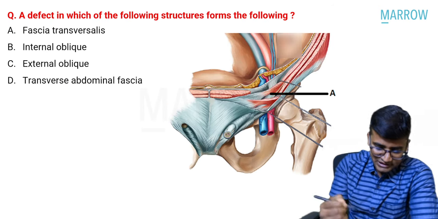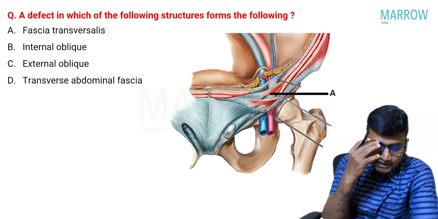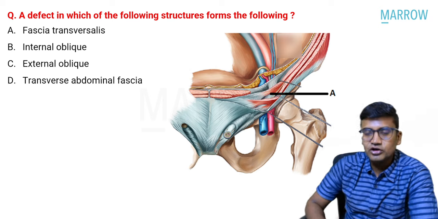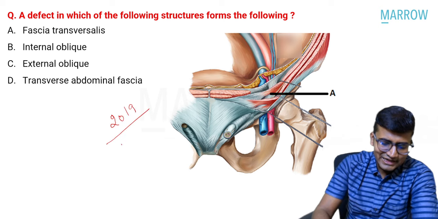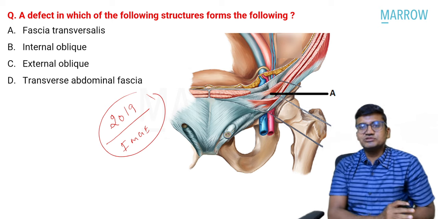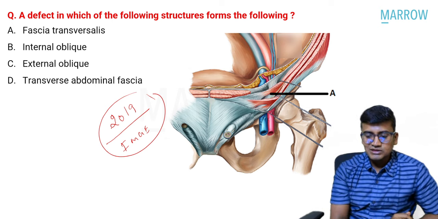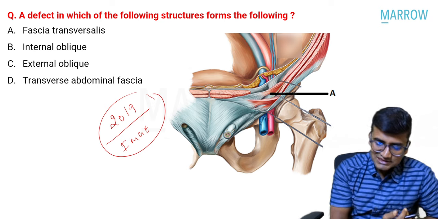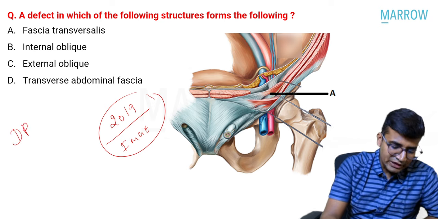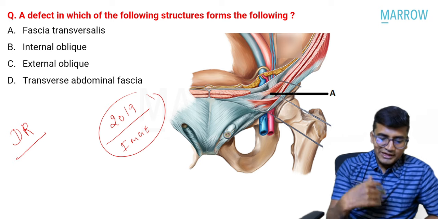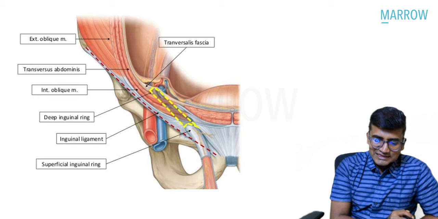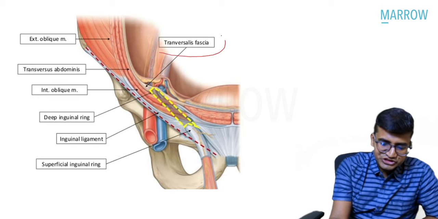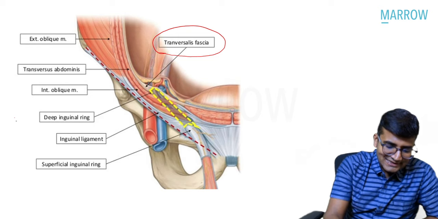Now, see the next question. The defect in which of the following structures forms the following? Again, the same question was asked in the 2019 FMG exam. Instead of an image-based question, they give a direct theory question. The marked structure is our deep inguinal ring. See the diagram. The deep ring is a defect in the transversalis fascia. The deep ring acts as the inlet.